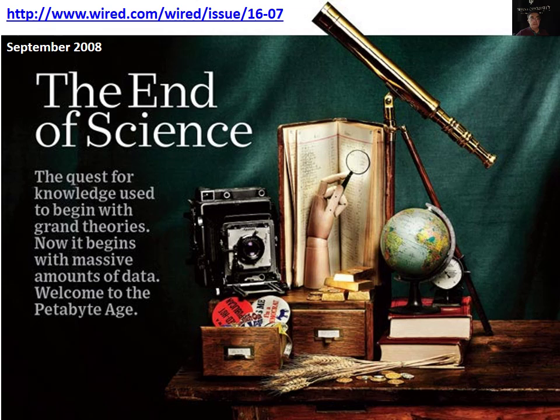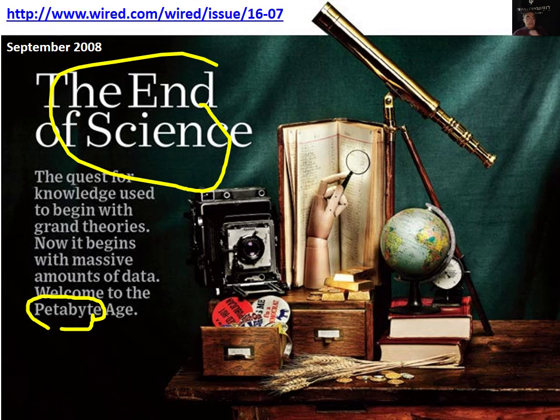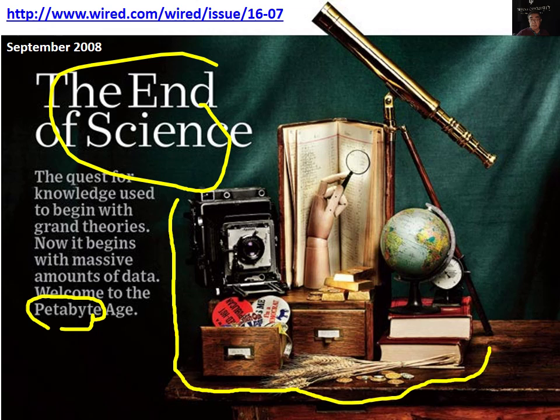This is the End of Science Wired article. It came out in 2008, when we didn't have as much data as we have today, because it was talking about petabytes, not exabytes or zettabytes. And this article makes the point that large amounts of data are enhancing this approach to science, which is entirely data-driven, as opposed to being theory-driven.